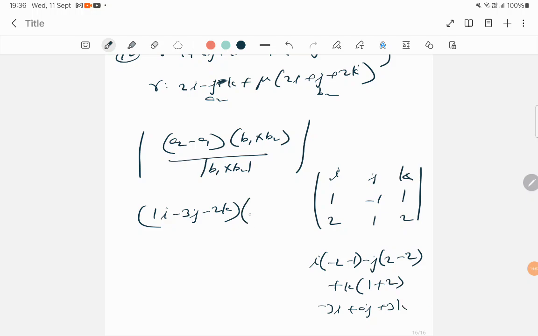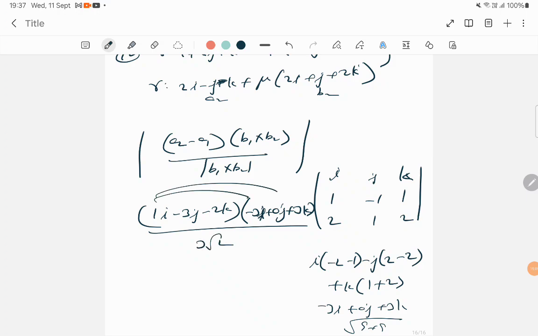So just put it in: minus 3i plus 0j plus 3k. The magnitude of this is root of 9 plus 9, which is root 18. 9 2s are 18, so 3 root 2. Now dot it: i's with i's, j's with j's. So minus 3 plus 0 minus 6 by 3 root 2, which is minus 9 by 3 root 2.